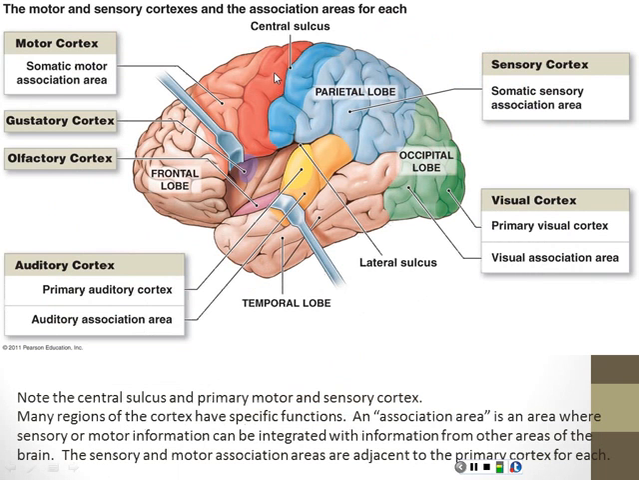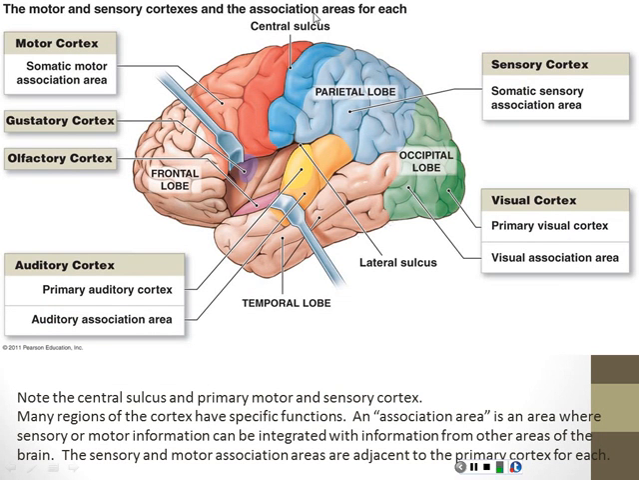We divide up the brain into lobes: occipital, parietal, temporal, and frontal. Each one of those lobes has a particularly important function. So the frontal lobe's particularly important function is that that's where the motor cortex is. This is the part of the brain that controls skeletal muscle, and it's found in what we call the precentral gyrus.